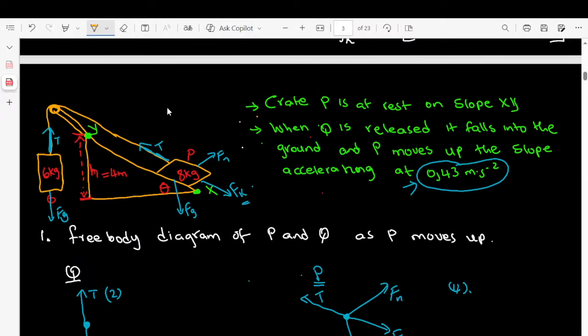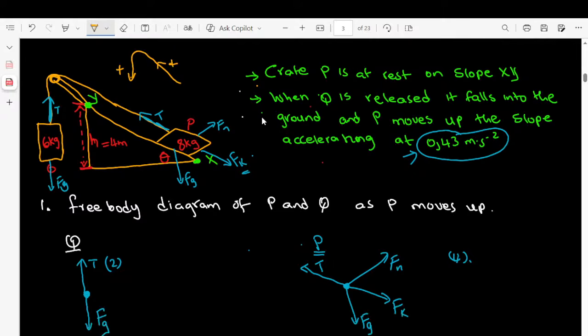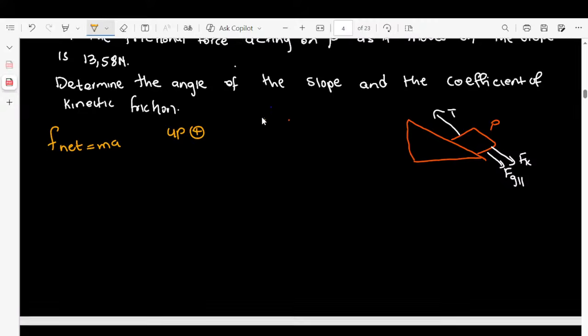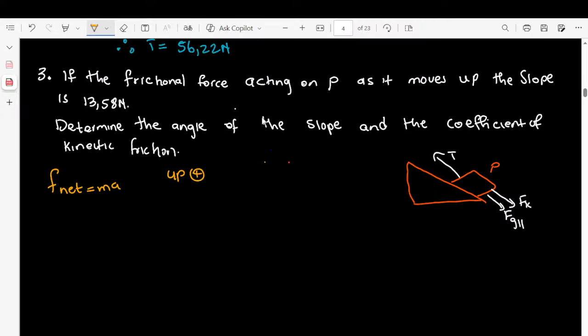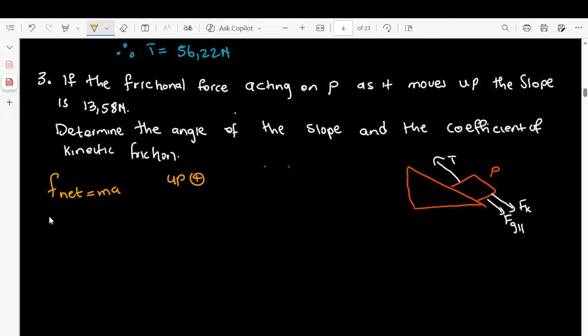Why is this up as positive? Our object will move up, then it will start going down. So we took down as positive, we are forced to take up as positive. So I'm just going to go back and fix that. This will be my F net: the tensional force minus my F_g parallel, minus my F_k, equate this to ma.